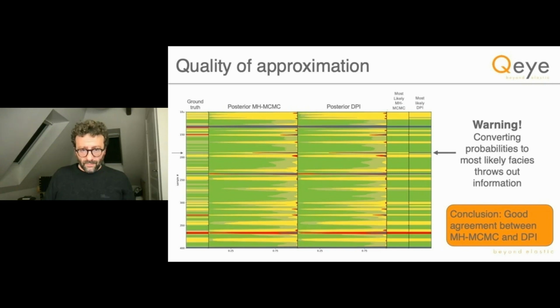And this, I think, is a good example. If we just look at this example here, converting from probabilities to most likely phases, you throw out a lot of information. In this case, you can see we are kind of on the border of being either one or the other, a brine sand or oil sand or whatever the case is here. But if we just look at the most likely, we don't see that we're not sure, that the data doesn't give us enough information, or the prior doesn't give us enough information.